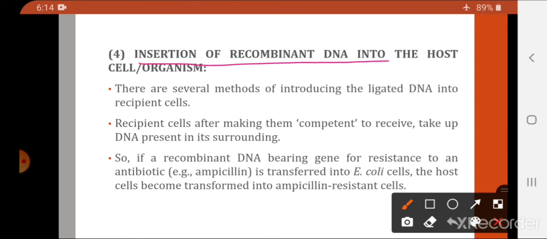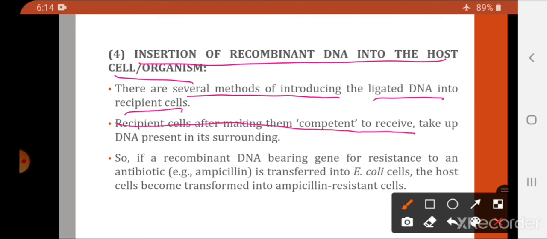Now what is the next step? Insertion of the recombinant DNA into the host cell, for which we saw various methods of making the host competent. So the next step is to insert the recombinant DNA into the host cell. That host cell may be a bacterial cell, a plant cell, or an animal cell. There are several methods of introducing the ligated DNA into the recipient cell. The recipient cell, after being made competent to receive, takes up the DNA present in its surroundings. So we need to make the recipient cell competent, and by making it competent, the DNA can be inserted within the host cell.